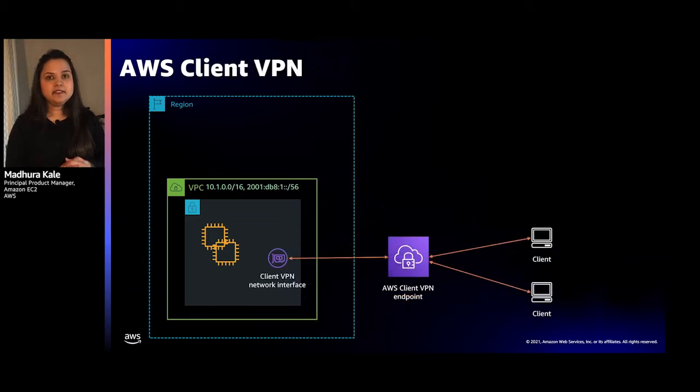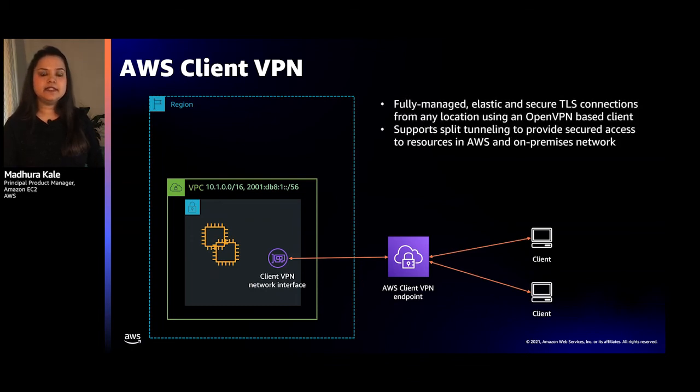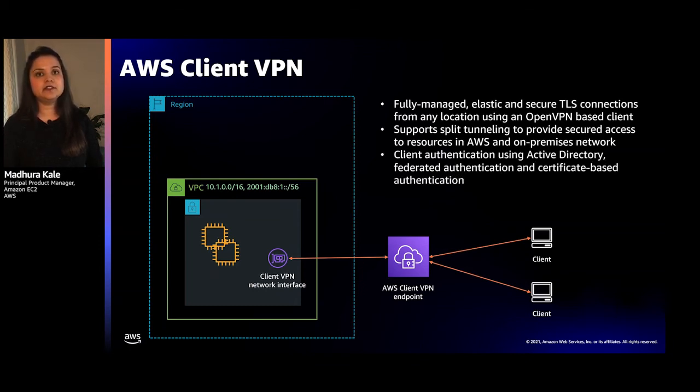And last but not the least, our final hybrid connectivity service is Client VPN, which provides fully managed, elastic, and secure TLS connections from any location for your remote workers using the AWS provided client or any OpenVPN based client. It supports split tunneling, so it can get you access not just to your resources on the local network, but also in AWS. It supports client authentication using Active Directory, federated authentication, and certificate-based authentication. And finally, it also provides client-to-client connectivity.